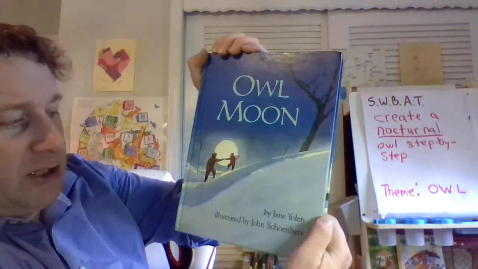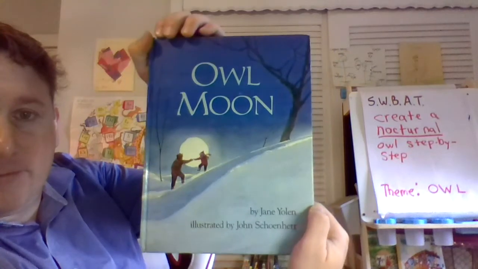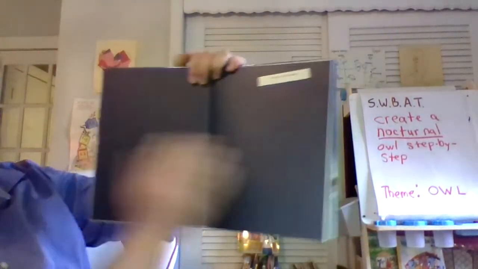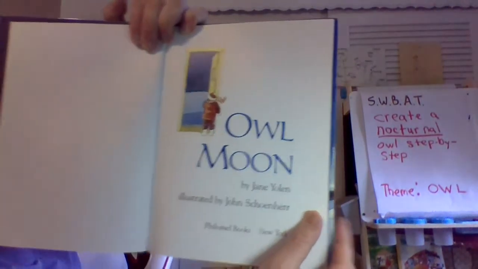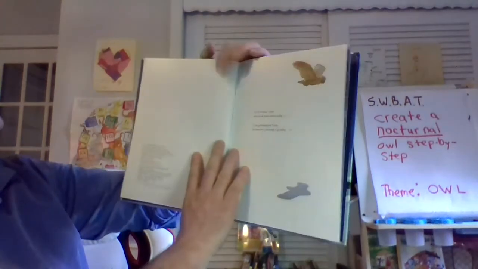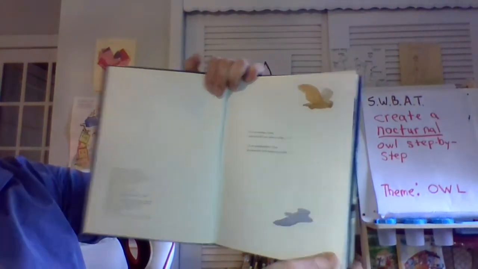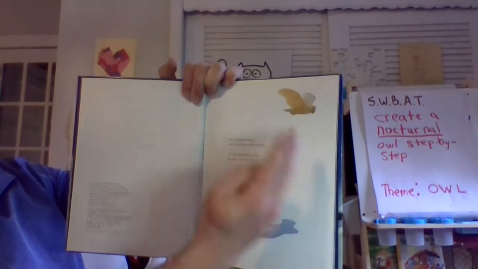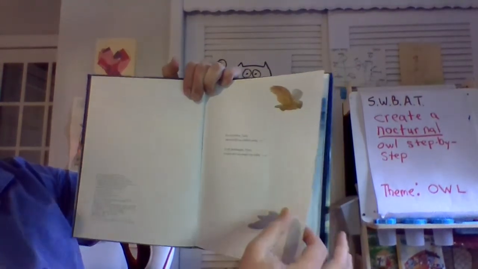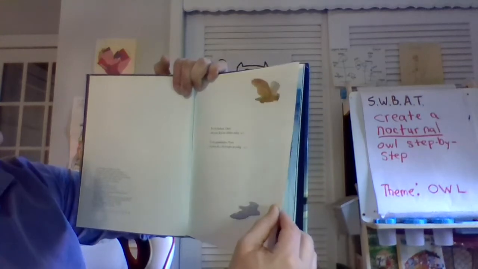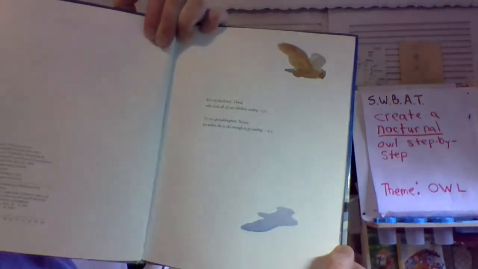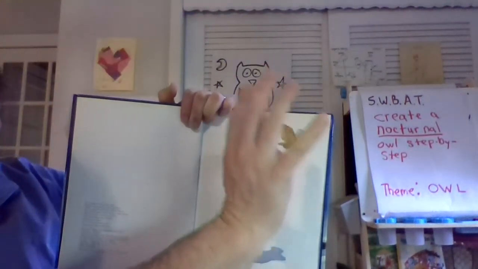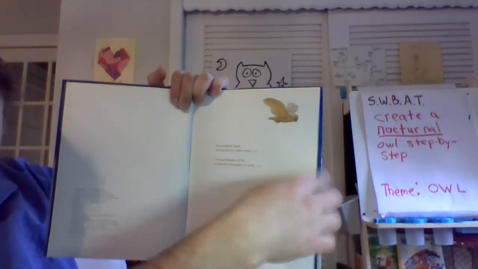This is by Jane Yolen and illustrated by John Schoenherr. Owl Moon. And there we have a dedication and an owl. A shadow of an owl. This is really nice. This looks like watercolor right off the bat. Watercolor, and it doesn't even look like ink. It looks like a straight up watercolor. This was probably done really, really big, and they kind of shrunk it down to fit into this book.